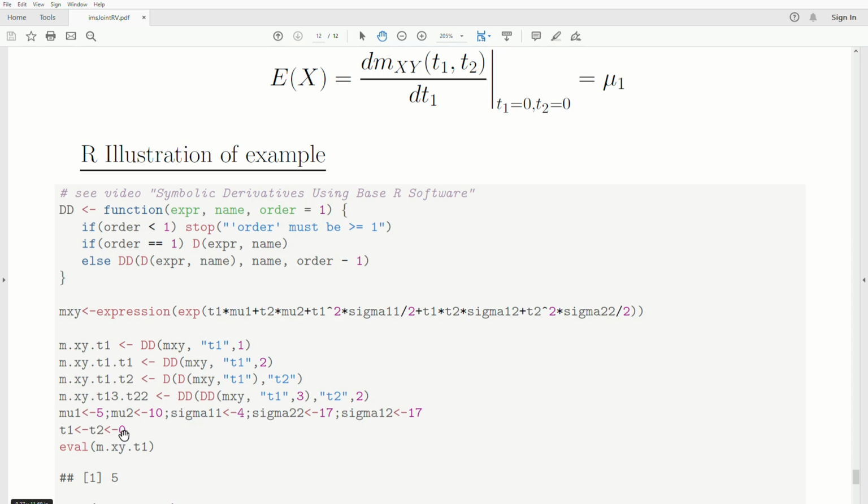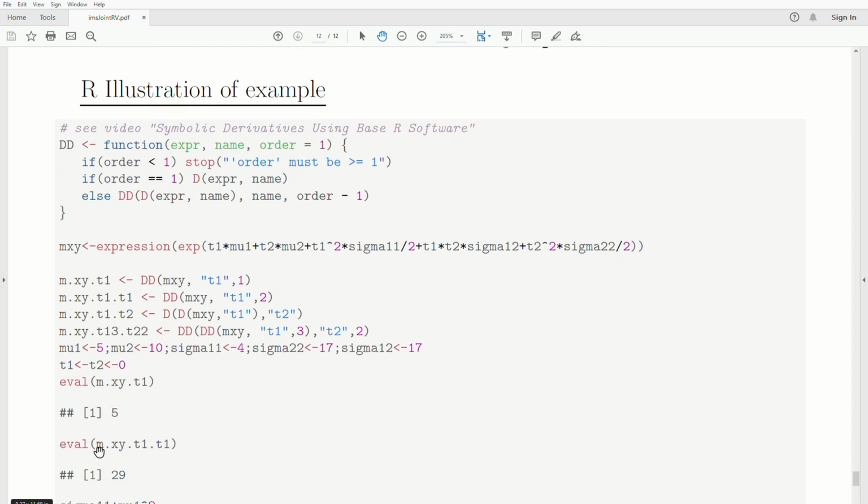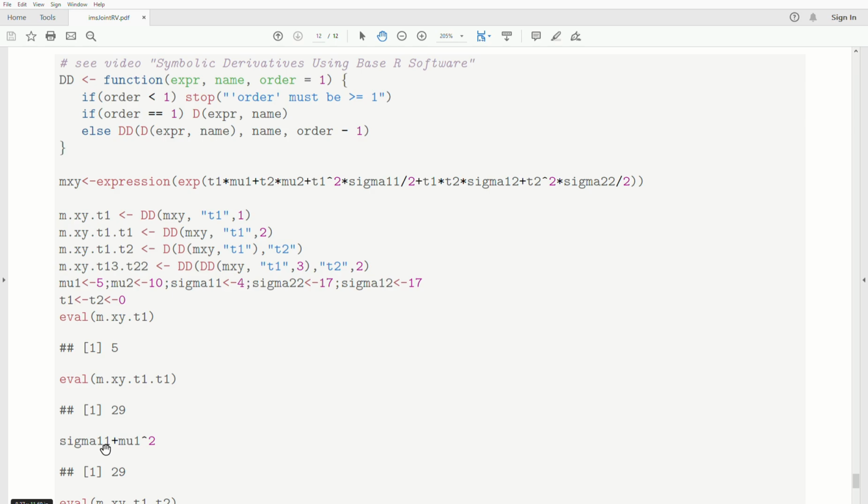Let's let t1, t2 be 0, and let's evaluate that first moment. And we should get the expected value of X, and notice it's 5, and it should be 5 because we let the mean be 5. Now the second derivative with respect to t1, so we take it twice, that would be the expected value of X squared. When we evaluate it, we get 29. And if we remember the formula for the expected value of X squared, that's the variance plus the mean squared. And notice we get 29, as we should.